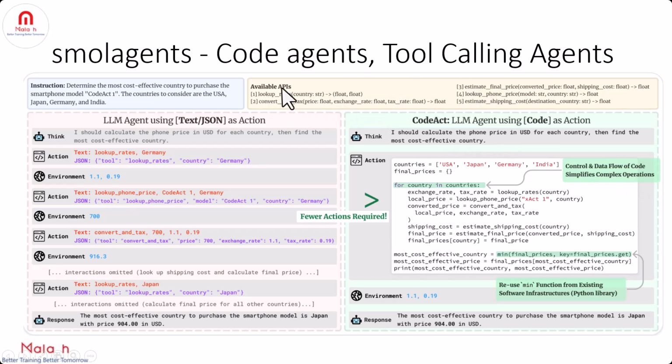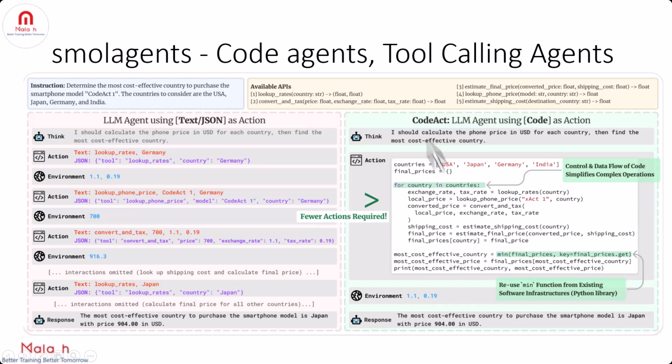The first one is lookup rates. This is to look up the rates of the phone in a given country. First it will look up the rates in each country, then it will convert tax and estimate the final price after the price conversion. It will also look up the phone price by model, and then it will estimate the shipping cost. So we provided access to all these APIs, which are nothing but tools, to our agent in order to perform this action.